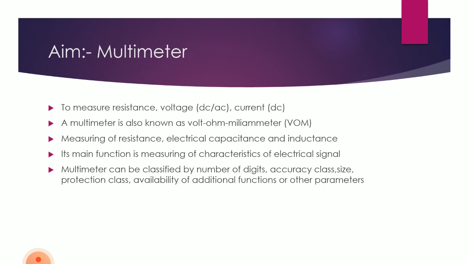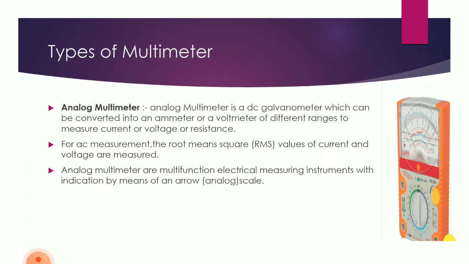So multimeter is of two types. First is analog multimeter and second is digital multimeter. First of all we see analog multimeter. Analog multimeter is a DC galvanometer which can be converted into an ammeter or a voltmeter of different ranges to measure current or voltage or resistance also. For AC measurement, the RMS value of current and voltage are measured. Analog multimeters are multifunctional electrical measuring instruments with the indication by means of an arrow on an analog scale which is shown on the display of the analog multimeter.